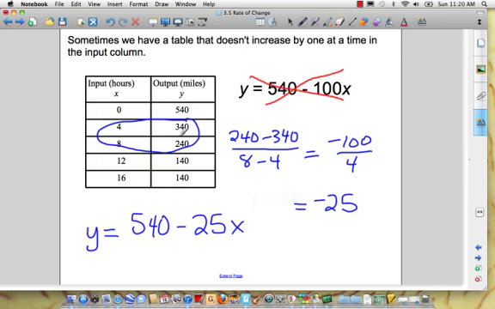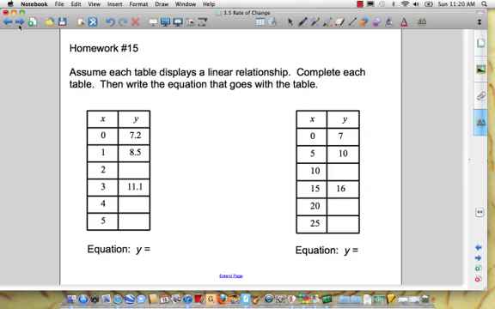Okay. For your homework, I have 2 charts that I want you to complete. Assume that they're linear relationships. Figure out what the pattern is as you go down the chart from 7.2 to 8.5, and use that pattern to fill in these missing spaces. And then give me the equation in slope-intercept form, y equals a plus bx.